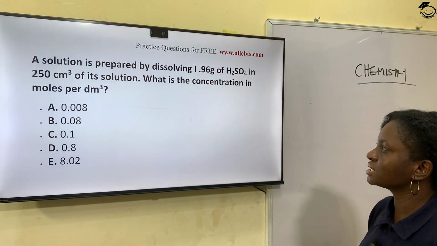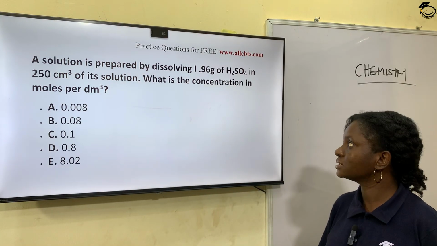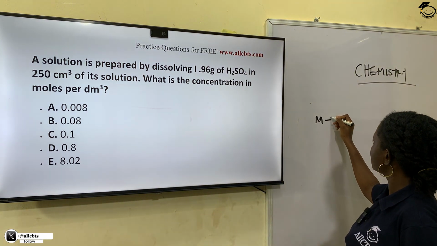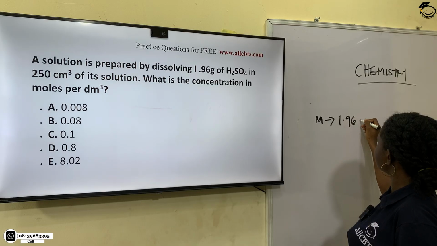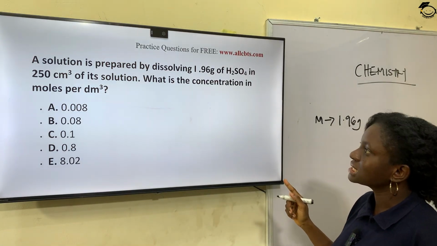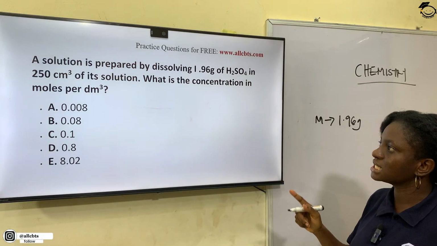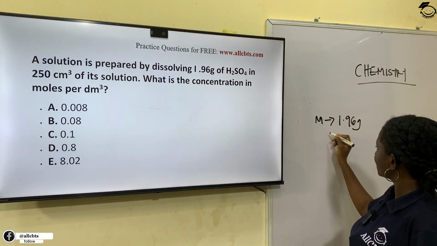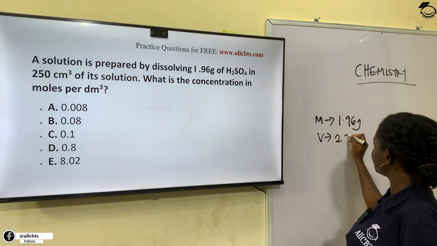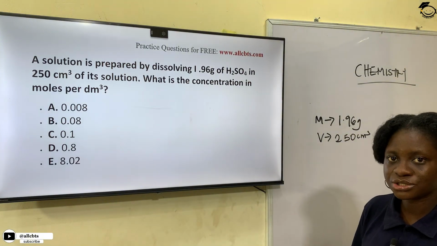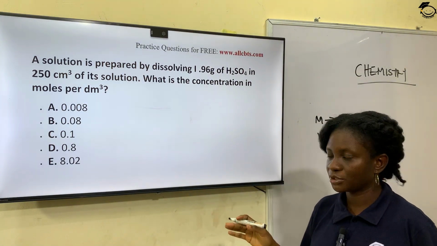A solution is prepared by dissolving 1.96 gram of tetraoxosulfate(VI) acid in 250 centimeter cube of its solution. That's the volume, 250 centimeter cube. What is the concentration in mole per dm cube?